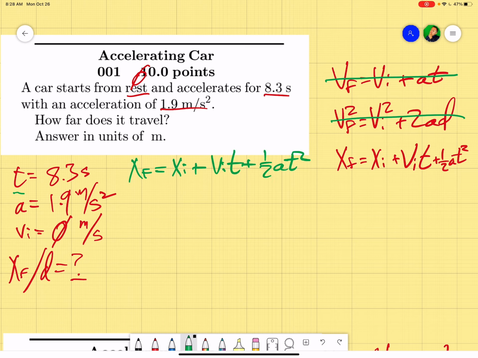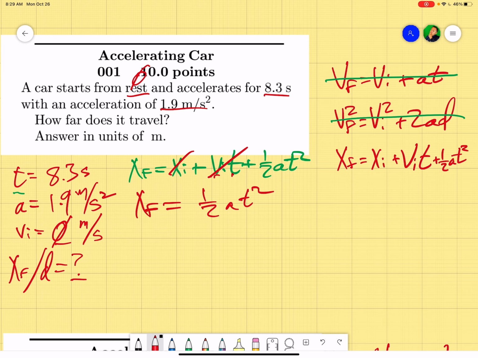All right. Now, we're going to cross things out. If I don't ask for or give you initial position, it's 0. Okay? Initial velocity is 0. Anything times 0 is 0. So that's gone as well. So now the only thing we have left is 1/2 at squared.